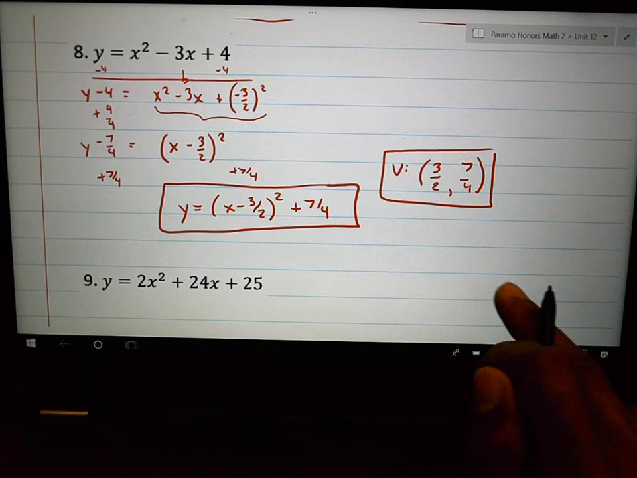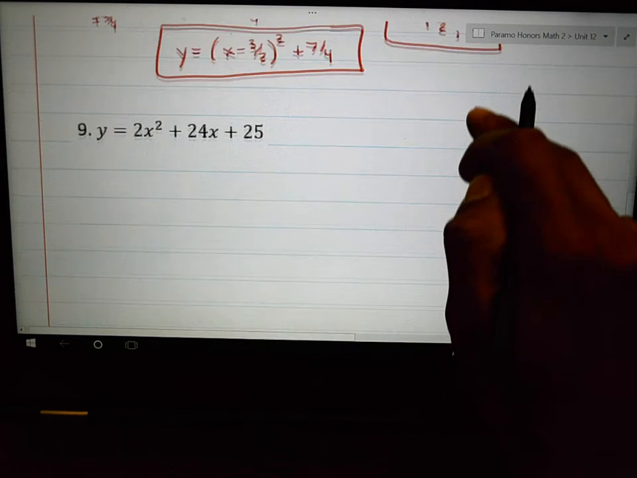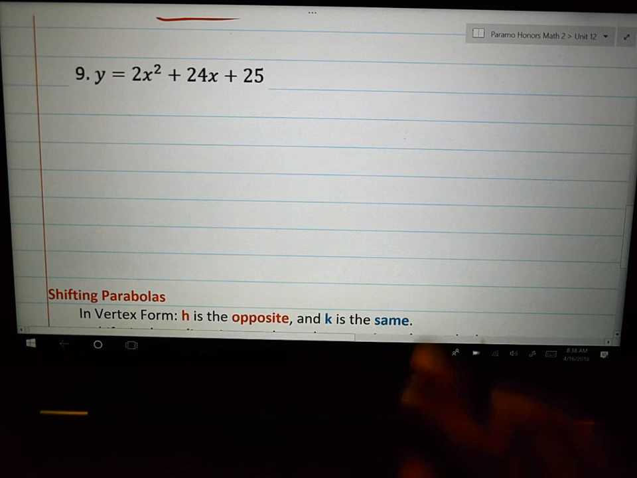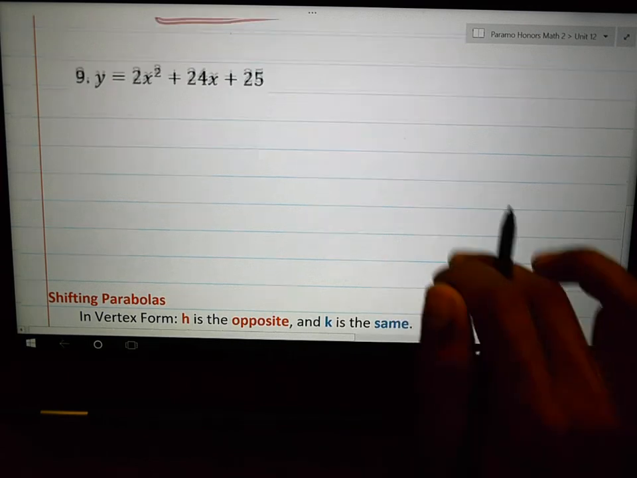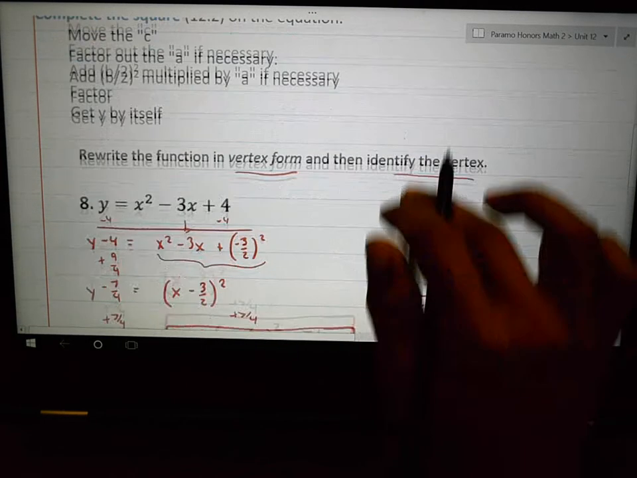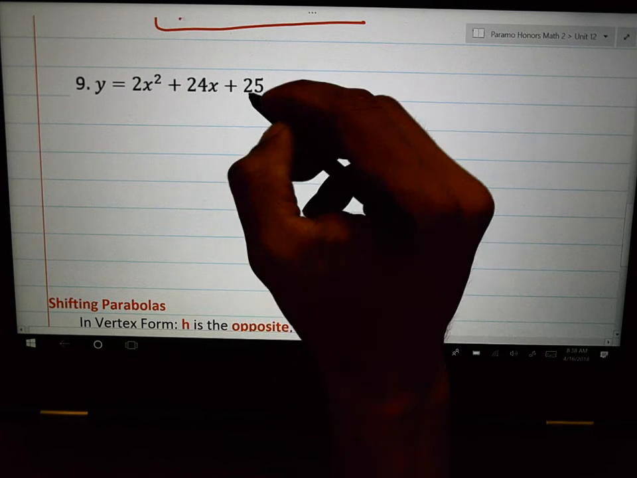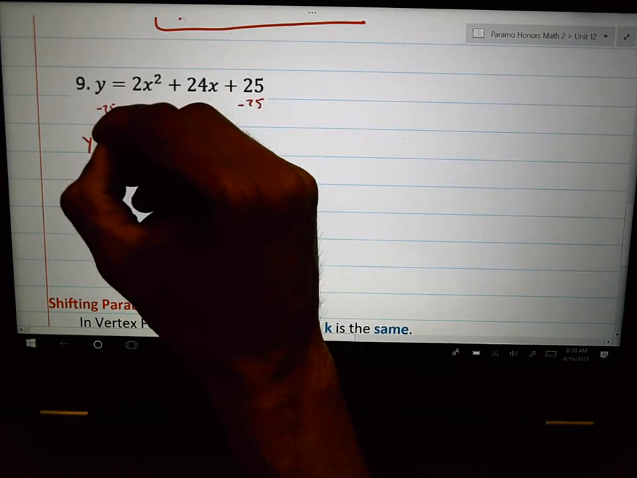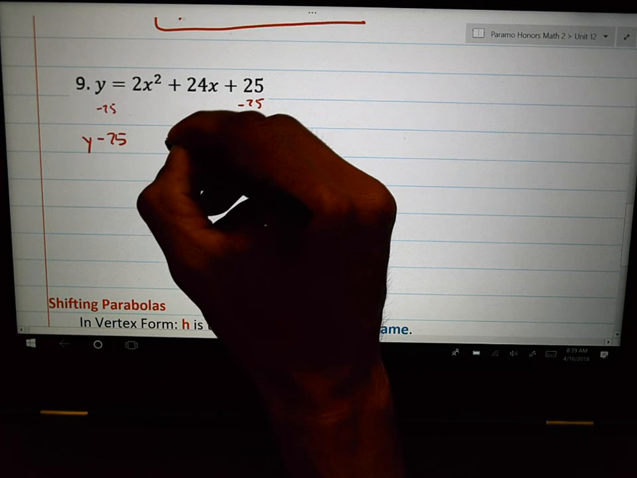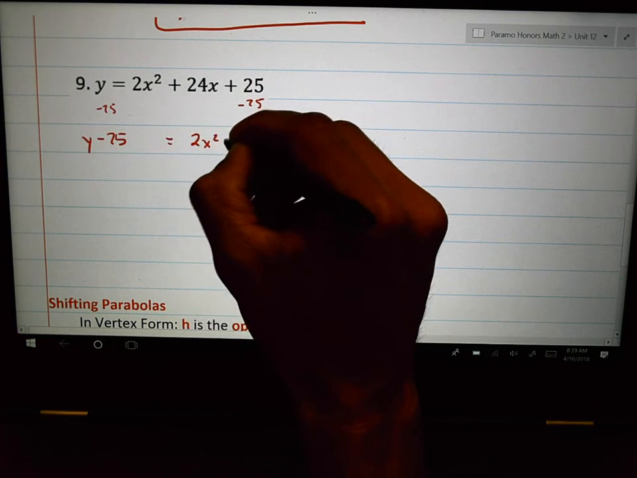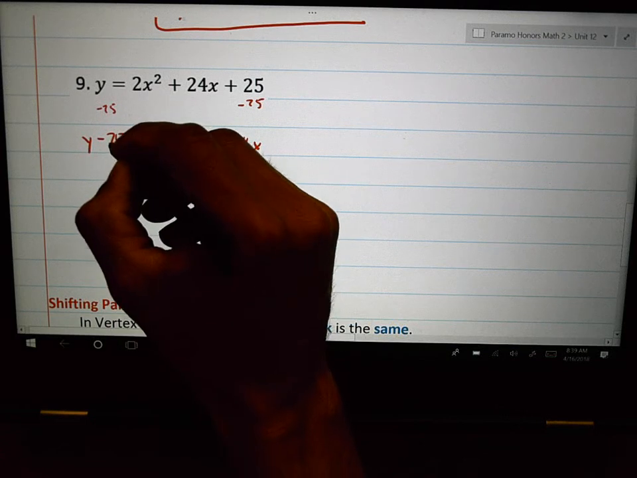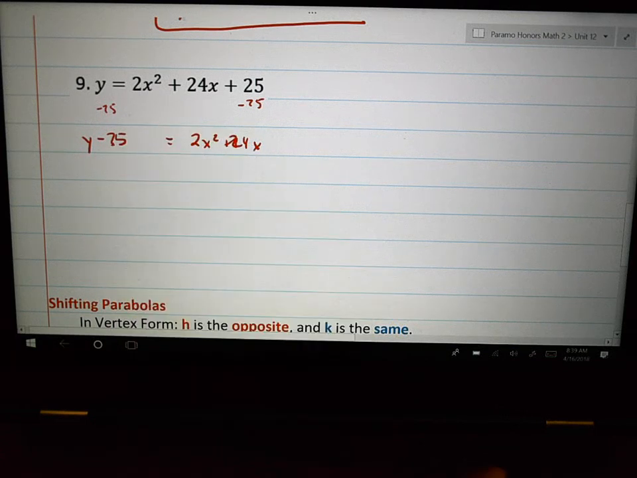Number 9. I also chose number 9 because it has an a value. So we're going to follow the steps that I had up here. We're going to move the c value first. I'm going to subtract 25. Y minus 25 equals 2x squared plus 24x. Now I'm going to do this slightly different than what I did before.